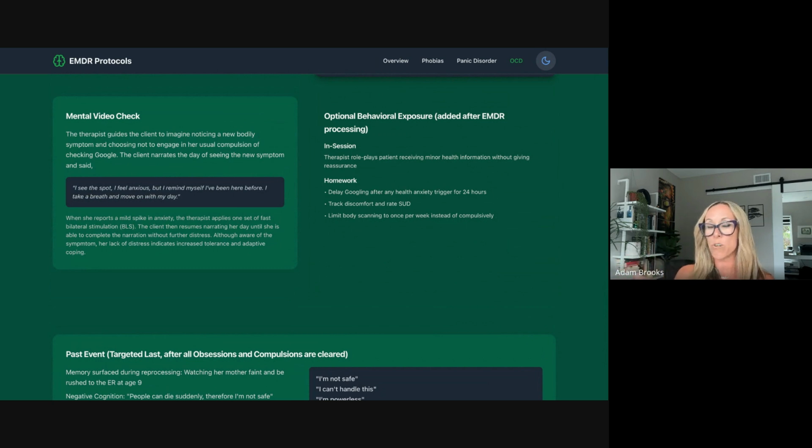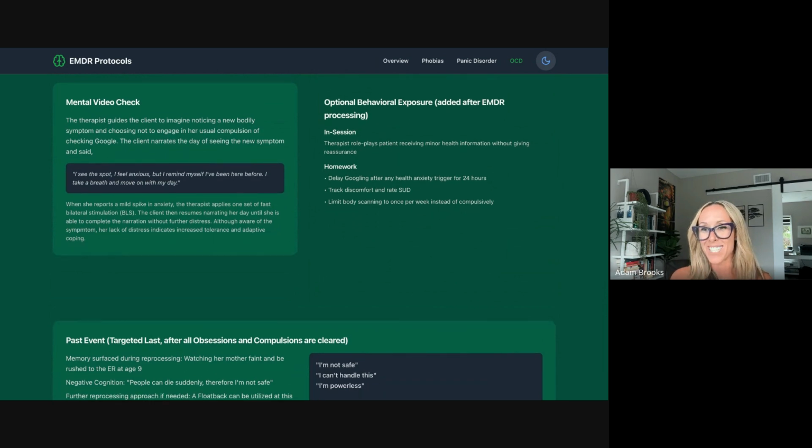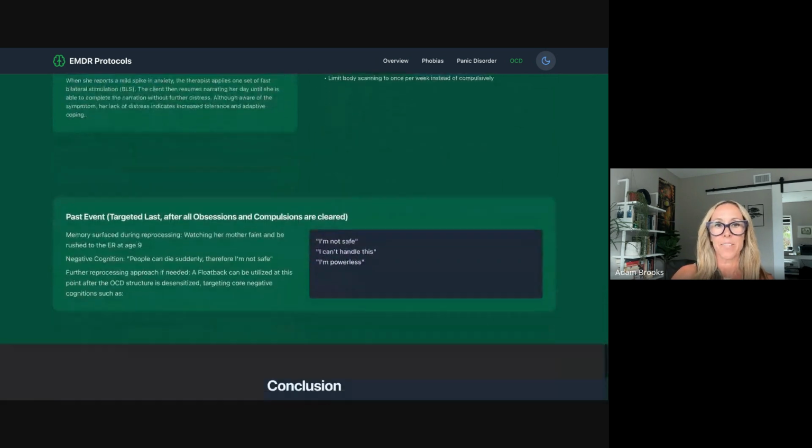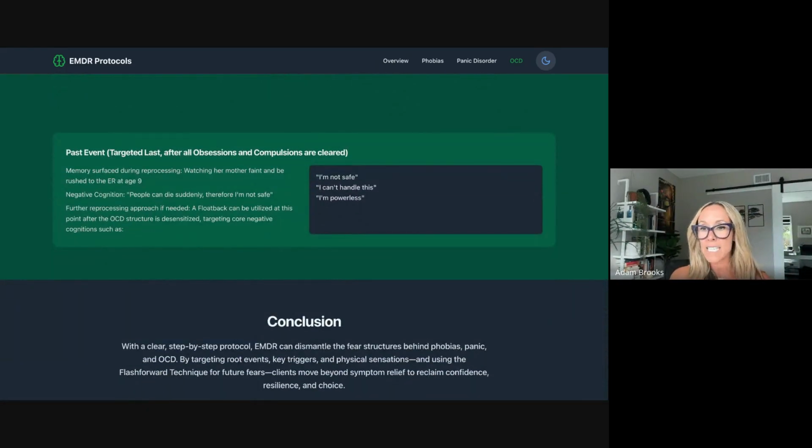So once she finishes the story, she's going to start at the beginning again of narrating her day with her eyes closed, open her eyes if she feels distressed, do one fast set of BLS, and continue narrating to the end. You continue doing that over and over again until they can narrate the day without distress, even though they're aware of the symptom. Right? So the lack of distress indicates an increased tolerance and adaptive coping, which is very exciting. So then we're going to move on to that past event.